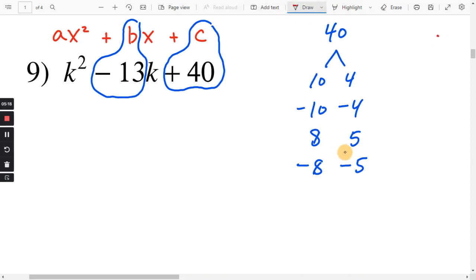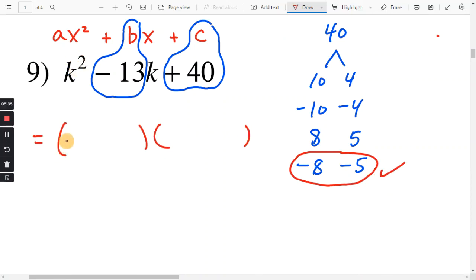Okay, negative 8 plus negative 5 equals negative 13. So we're going to use those two numbers. Once again, you want two sets of parentheses. And since our variable is k, we're going to start each set of parentheses with a k. That's because we want a k squared when we use FOIL or distribute, and k times k will give us k squared.